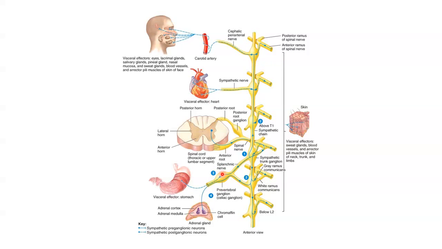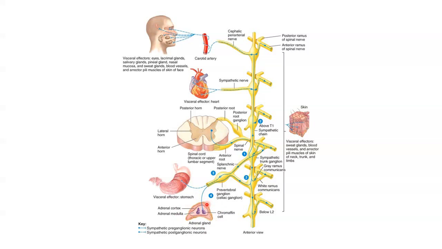An axon may also pass without synapsing through both the sympathetic trunk ganglion and a prevertebral ganglion and then extend to the chromaffin cells of our adrenal medulla, which remember is this endocrine gland which sits on top of the kidneys. So here we're going out the spinal nerve, through our sympathetic trunk ganglia, through our prevertebral ganglia to our chromaffin cells.